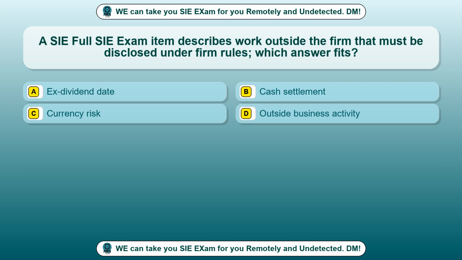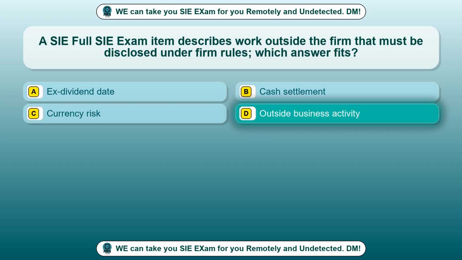Question 13. A SIE full SIE exam item describes work outside the firm that must be disclosed under firm rules. Which answer fits? Option A, ex-dividend date. Option B, cash settlement. Option C, currency risk. Option D, outside business activity. The correct answer is option D, outside business activity.